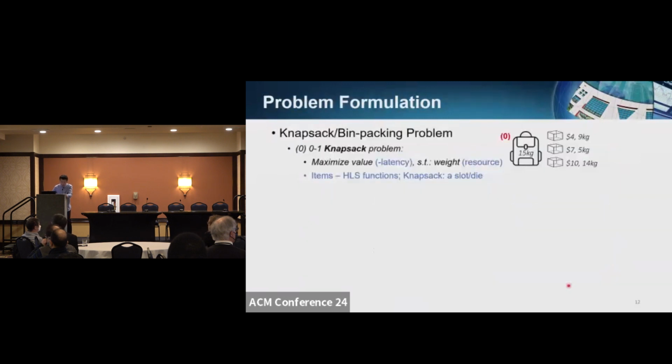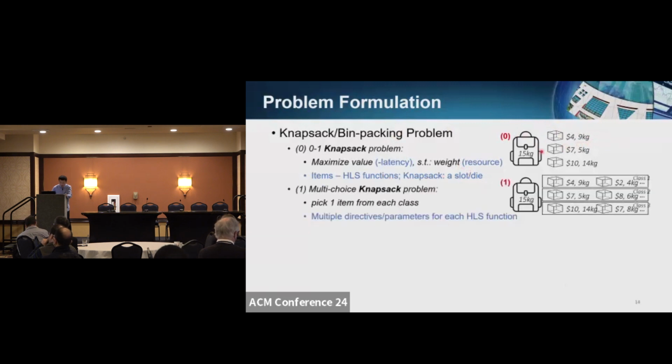Well, before designing a fast algorithm, we would like to see the original formulation. Right? So floor planning puts the HLS functions into slots on a multi-die FPGA or die on the FPGA. So this naturally leads us to the classic knapsack problem, where you pack items into a bag. We might maximize the value considering the bag's volume and the item's weight, right? So, however, for each HLS function, we have multiple directives and parameters to choose from, which means the item's weight and the value could change during the packing.